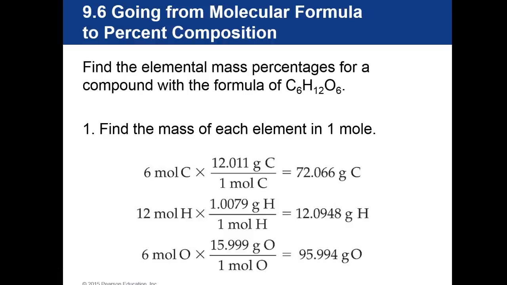Okay, so 6 moles of carbon times 12 over 1 is 72. 12 moles of hydrogen times 1.0079 grams per mole, etc. So you guys know where I got these numbers from. Okay, I didn't just make them up. That's why your periodic table is a fantastic tool for this stuff. So here are the grams of each of our elements within that formula.